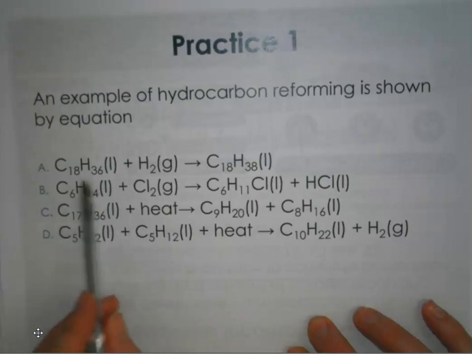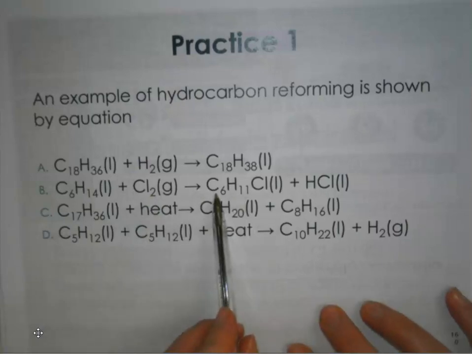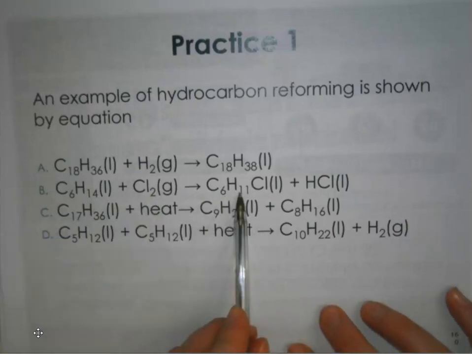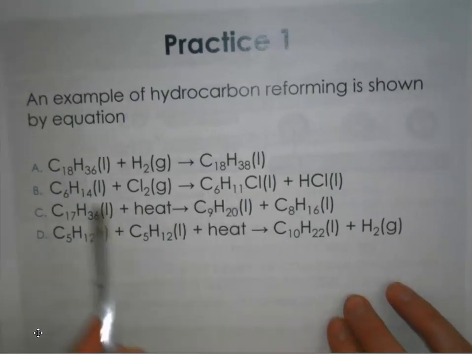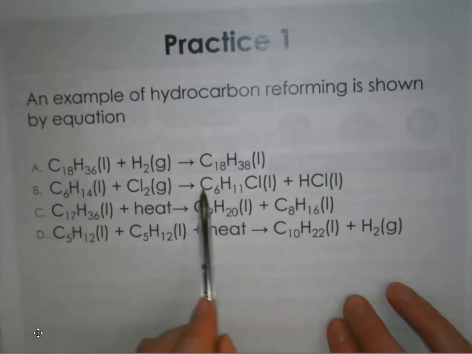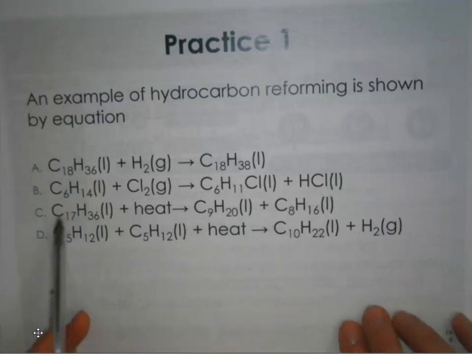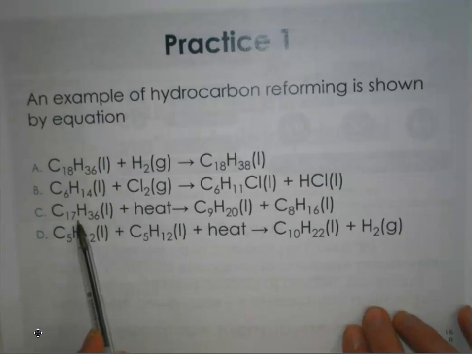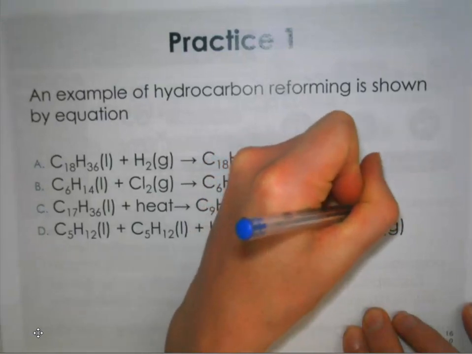With this one, we have a hydrocarbon and a halogen being added. Then we see a hydrocarbon, still the same number, C6, but with fewer hydrogens, and chlorines have replaced them. And then we have hydrochloric acid as a byproduct. So this is where we have an alkane or an alkene changing into an organic halide. Again, we did not learn that today, so that one would not be correct. With this one, we have a hydrocarbon and heat going to make two smaller hydrocarbons. We did learn about that today, so what would that be called? It would be called cracking.